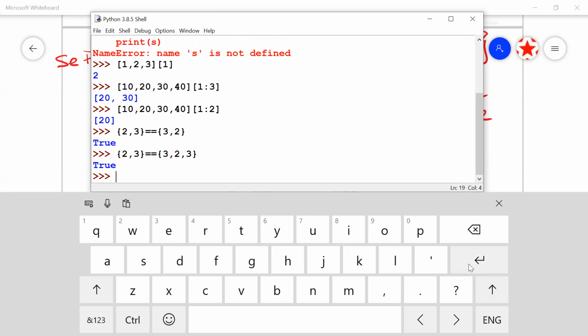Now, a set value only considers the unique items between the curly braces. So if the number of unique items equals the number of unique items on both sides, and those unique items are matching correspondingly, then it gives you true.